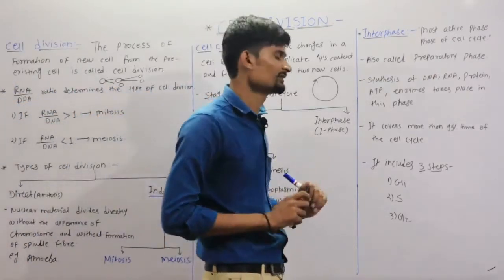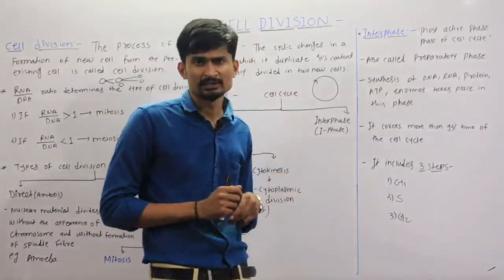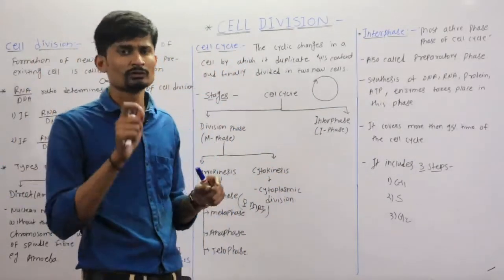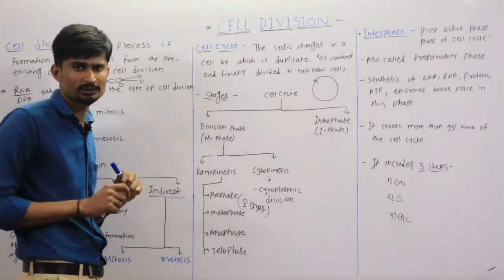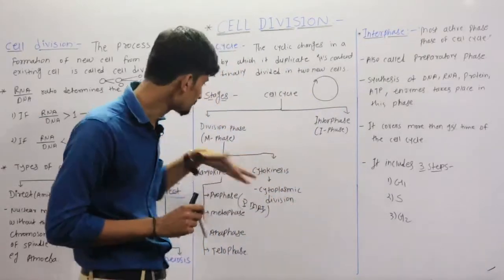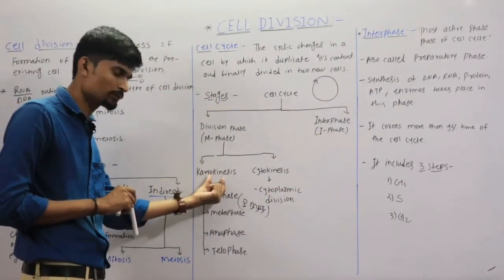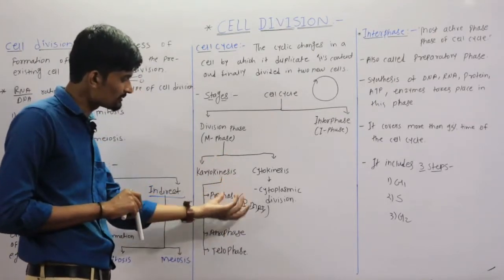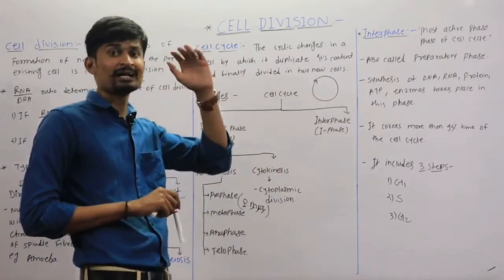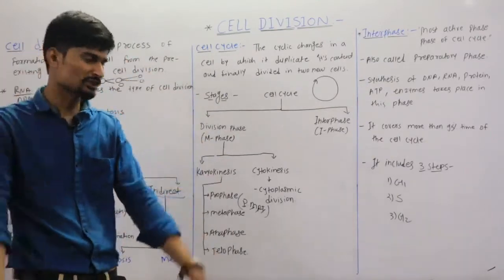And the next one is interphase, which is also called the I phase. It is the phase between two successive mitotic divisions. We will study the interphase first, and then we will start the division phase. In the division phase, first is karyokinesis, then after karyokinesis there is division of cytoplasm, and finally there is complete formation of the two cells.